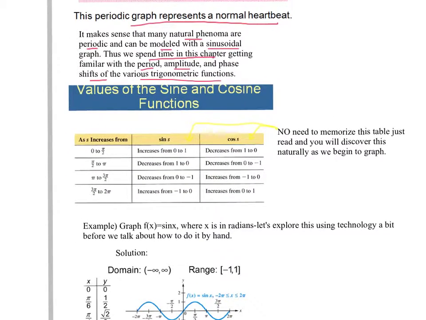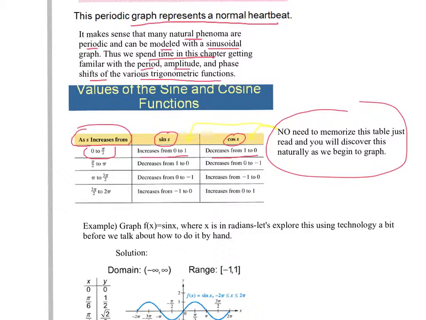Now, I wanted to mention with this table, no need to memorize it. We will naturally discover these things as time moves along. So just for starters, as s increases, when you're living on the unit circle, s and theta are synonymous, right? So as your angle increases from 0 to pi halves, the values of your sine function will increase from 0 to 1. But the values of your cosine function will decrease from 1 to 0.